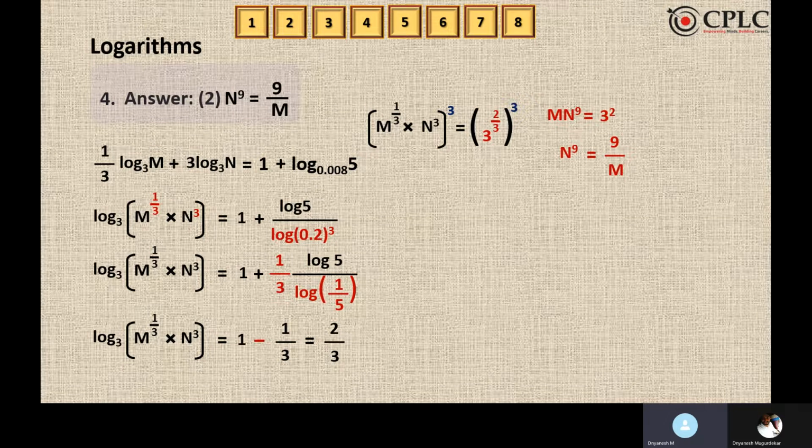So fourth question, answer is option 2. This is how you can solve this question.